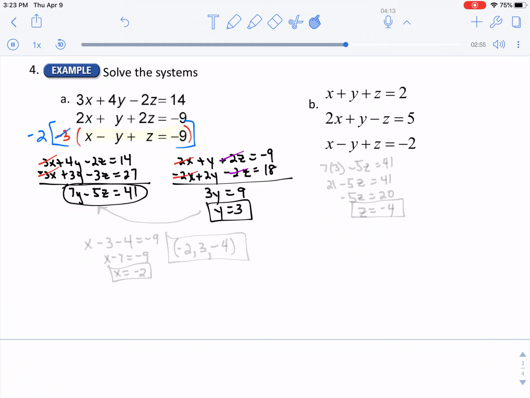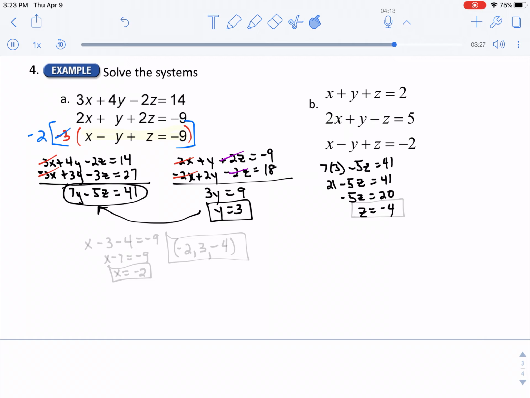I'm going to go back into this equation. So I'm going to take that 7y, but now I know y is 3, so 7 times 3 minus 5z equals 41. 7 times 3 is 21 minus 5z equals 41. Subtract 21 from both sides, I get a -5z equals 20. Divide both sides by 5, and I get z equals a -4.